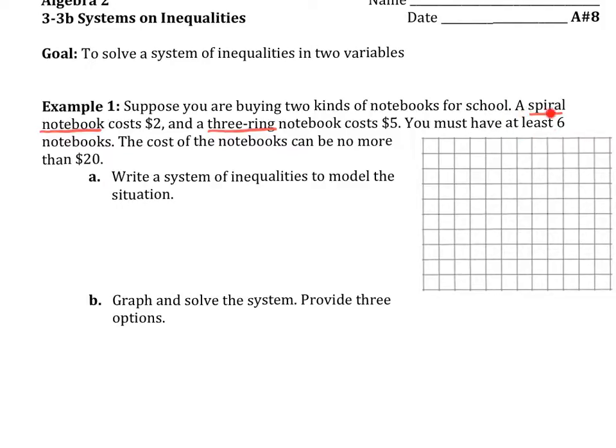So we have to figure out, what does at least mean? What does no more than mean? And we see that we are dealing with spiral notebooks. I don't like to use the S as a variable because my S's look like 5s too much, or my 5s look like S's. So I'm going to say P here for spiral, second letter. Then I'm going to choose T here for 3-ring. So just to clarify, P is equal to the number of spiral, and T is equal to the number of 3-ring.